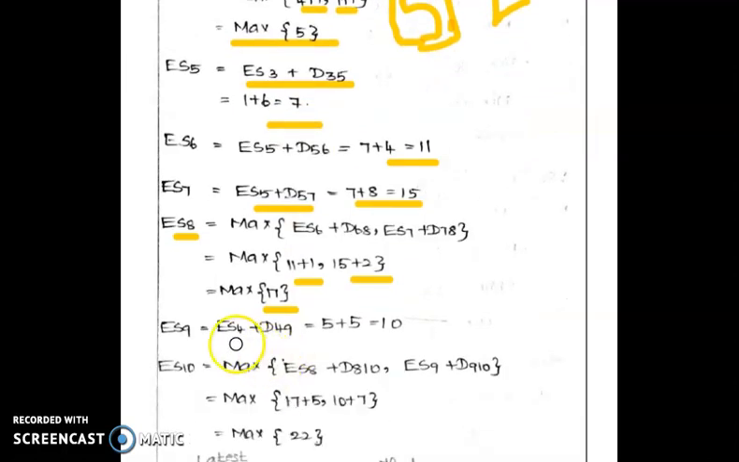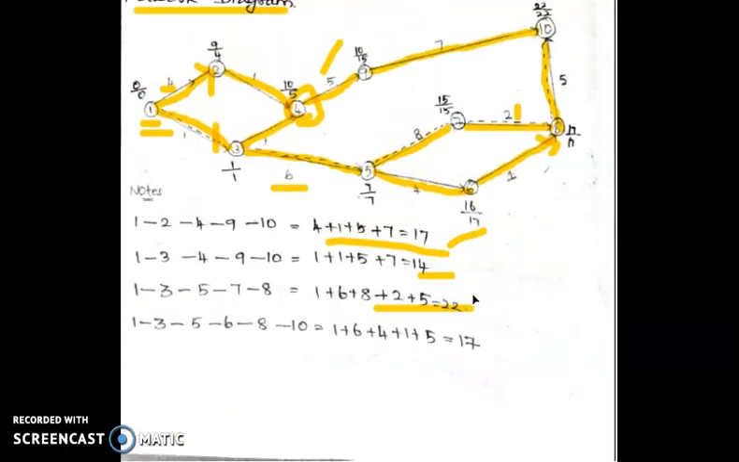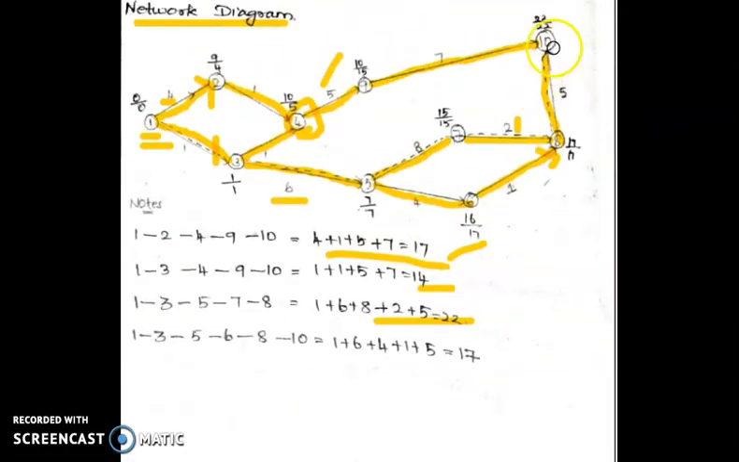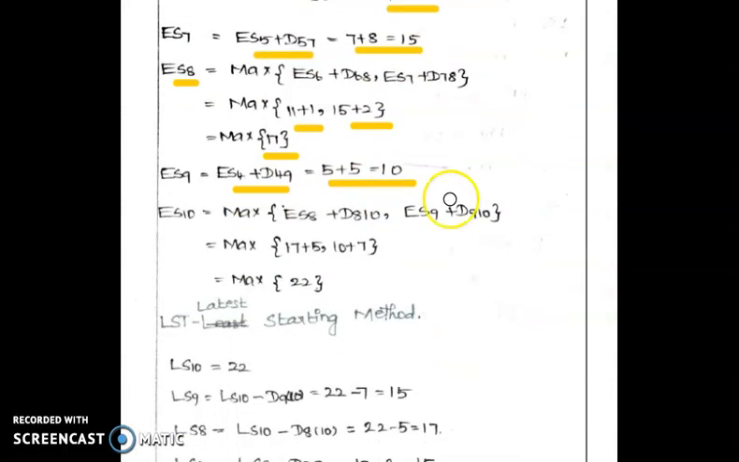And next in 9, only one possibility, ES4 plus D4 9, 5 plus 5 is 10. Okay, ES10, again there are two possible approaches. Here ES10 equal to, it comes under 8 to 10 or 9 to 10. So here we have to calculate the maximum of ES8 plus D810, comma, ES9 plus D910. So value should be 17 plus 5, 10 plus 7. The maximum value will be 22.